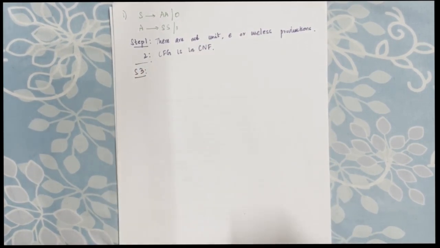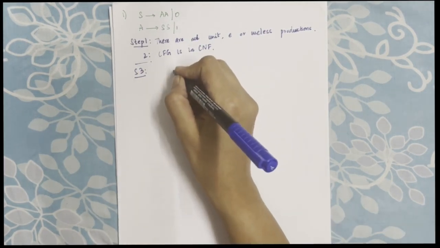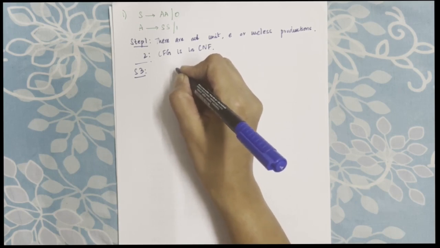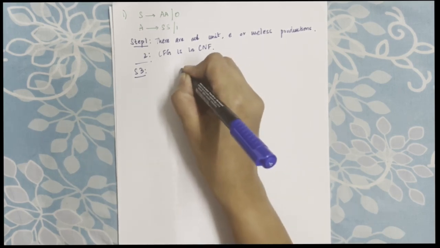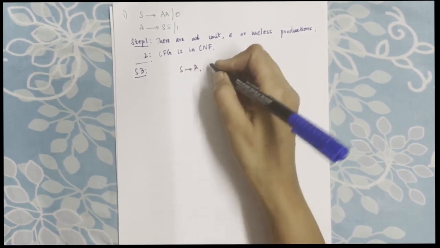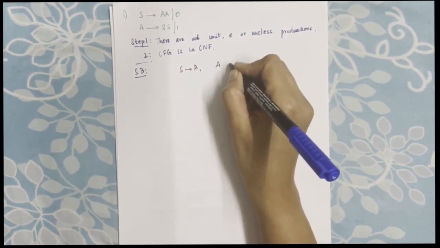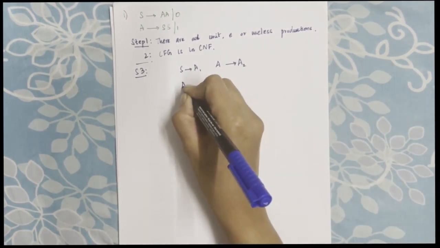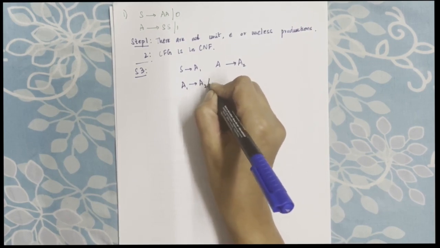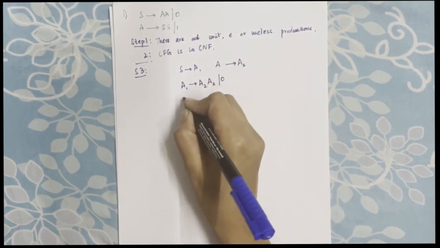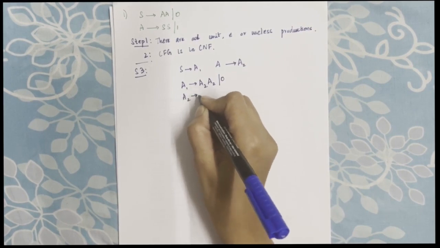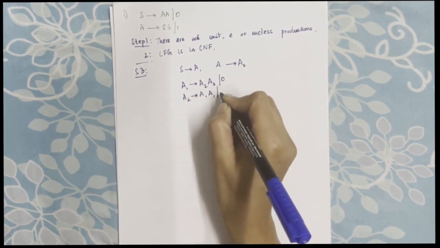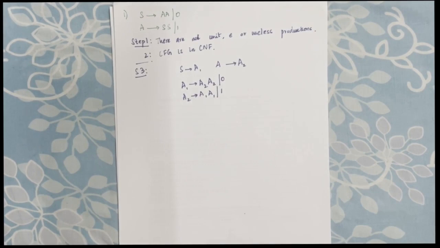Step number 3 tells that we should relabel all the variables like A1, A2. So let us rename. S becomes A1, A becomes A2. We are renaming it in that order. So I get A1 gives A2 A2 or 0. A2 gives A1 A1 or 1. So this is step number 3.